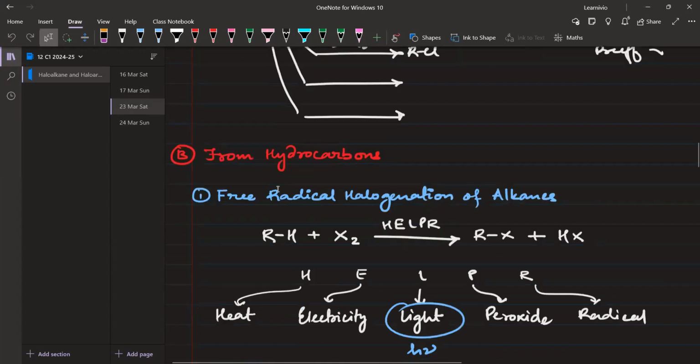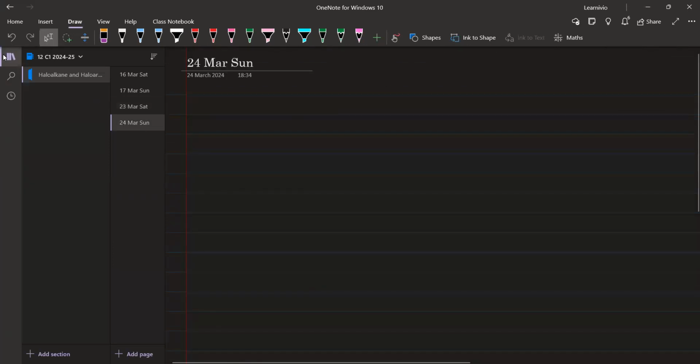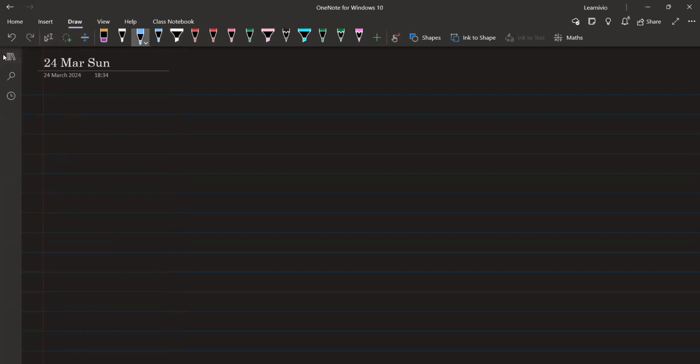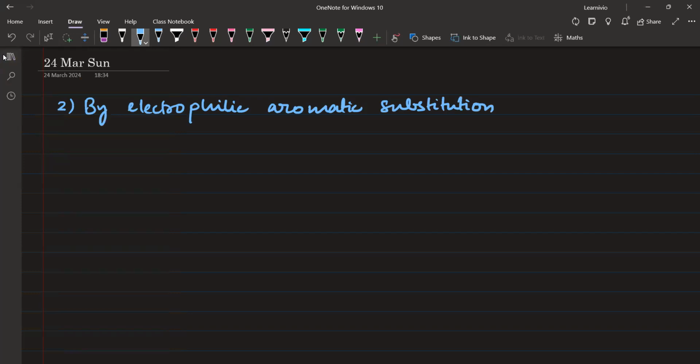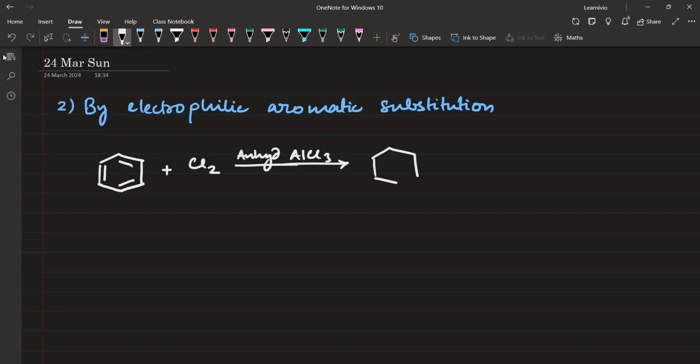So we have done free radical halogenation of alkanes, and we are in the preparation from hydrocarbons section. So the second method of preparation from hydrocarbon will be by electrophilic aromatic substitution. Now, what is electrophilic aromatic substitution? This is basically chlorination or bromination of benzene. When we have benzene, we use Cl2 in the presence of anhydrous AlCl3. And chlorine attaches to one of the carbons on the benzene ring.